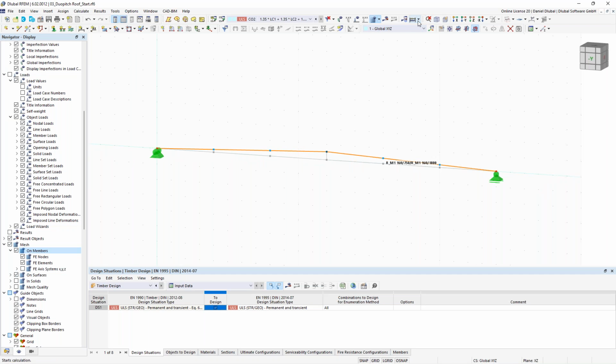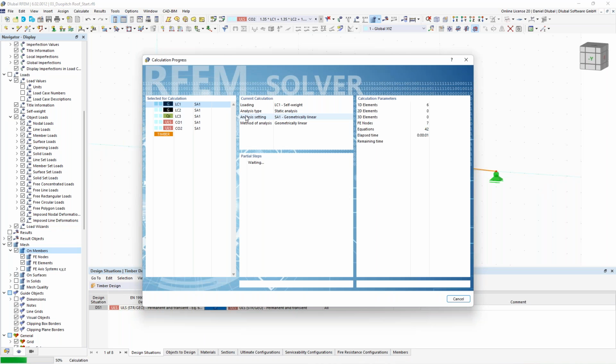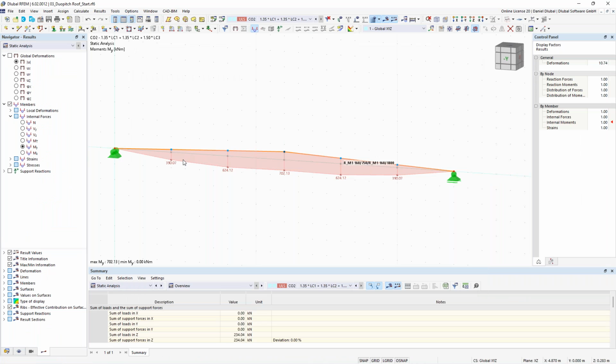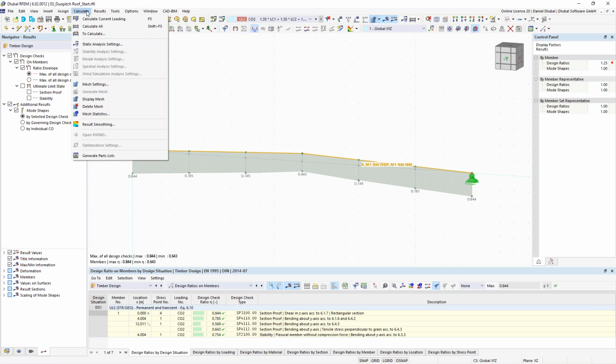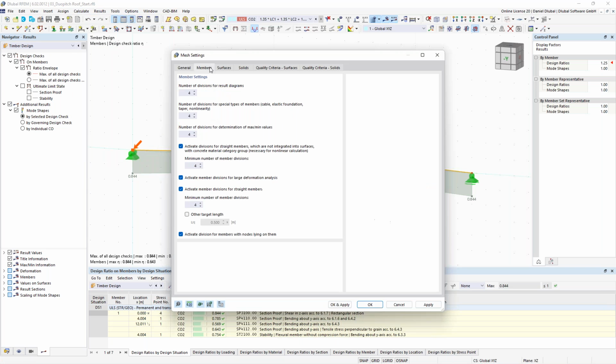So I calculate the whole thing again, and now you can also see it in the results and also in the timber design. Look at this strange moment distribution and also at the timber design. Yeah, it looks a little bit strange. This can be the reason why you should not have an FE mesh of the members that is too coarse, not two cores of the member refinements of the FE mesh, because you can neglect or underestimate some things. So please remember that, and now we increase it again to the default settings, and they are normally mostly okay.